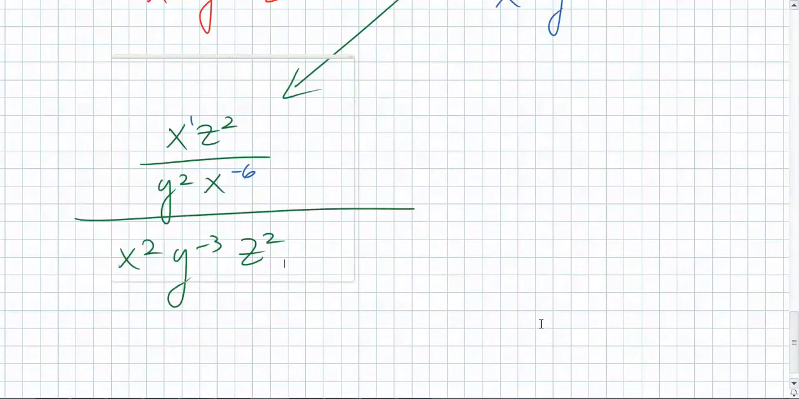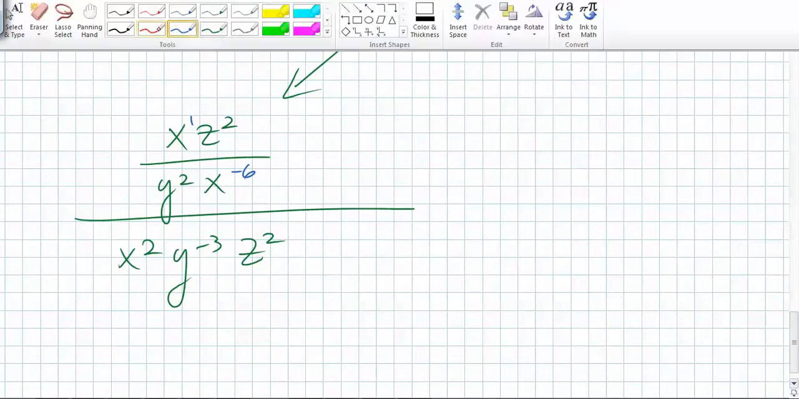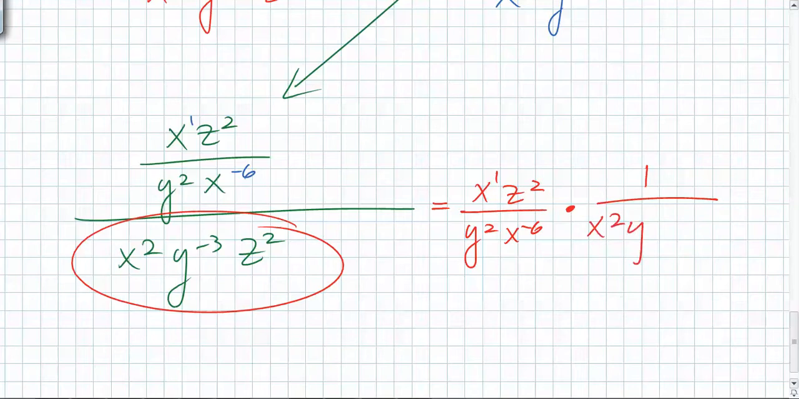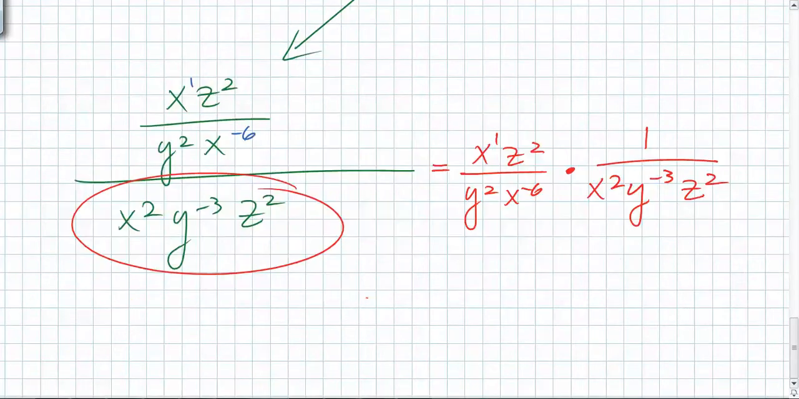Let's just go from where we are right now, kids, which is: if you're dividing by something, that's the same thing as multiplying by the reciprocal. So this is the same thing as x to the first z squared over y squared x to the negative 6 times 1 over x squared y to the negative 3 z squared.